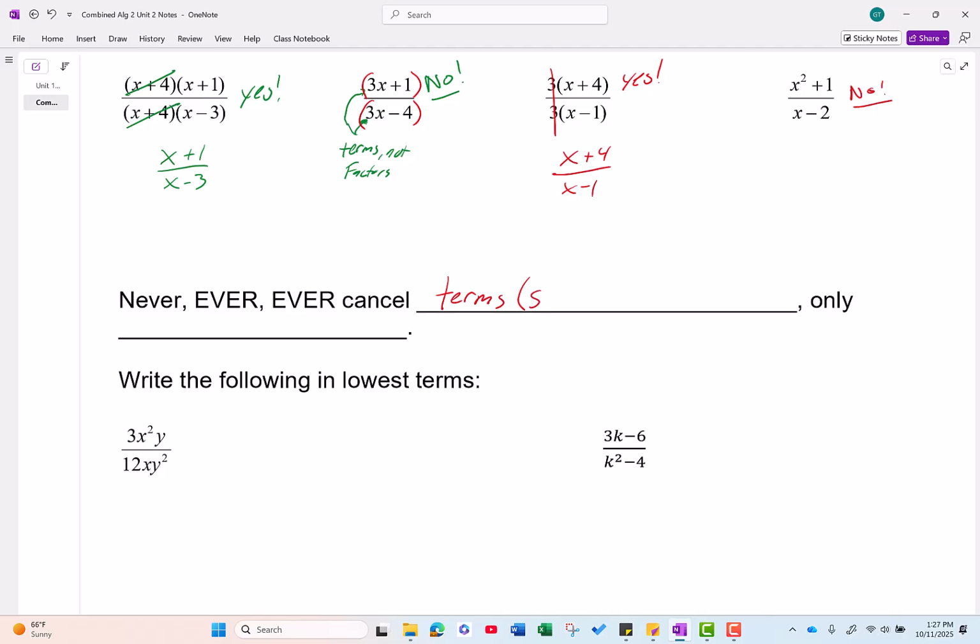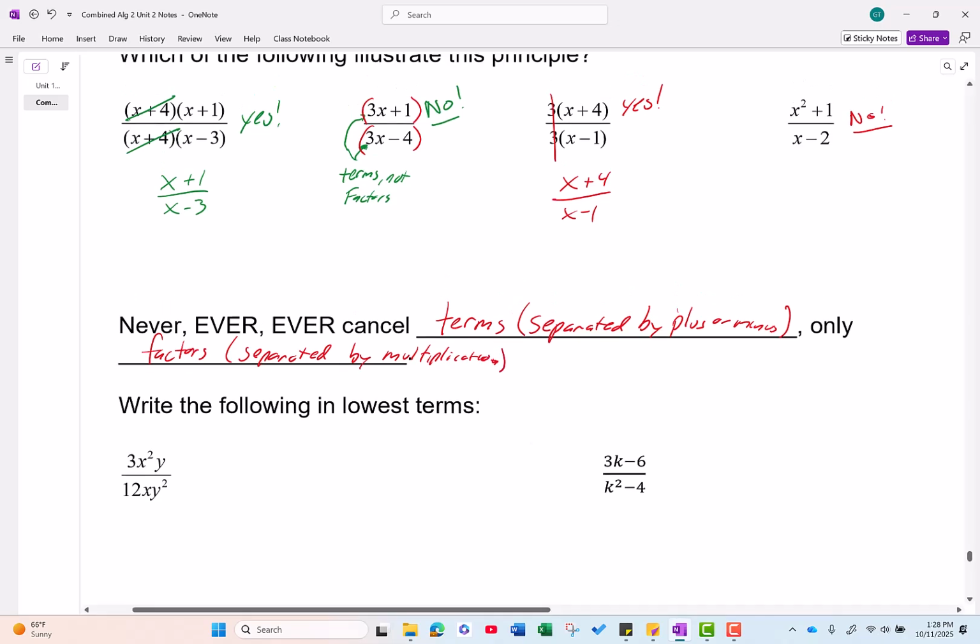Terms are separated by a plus or minus. Only cancel factors, and those are separated by multiplication.